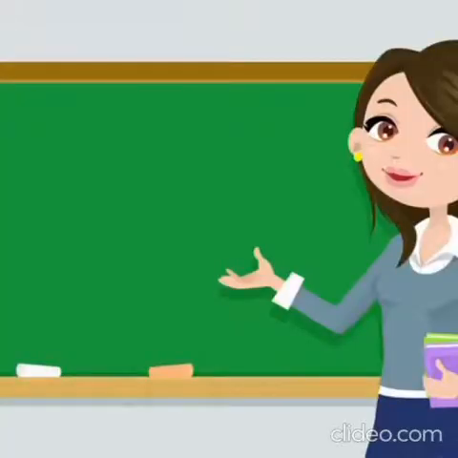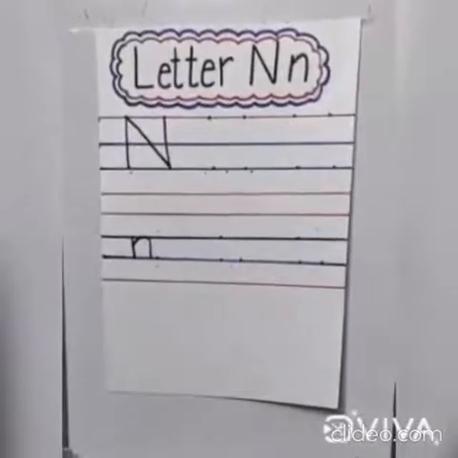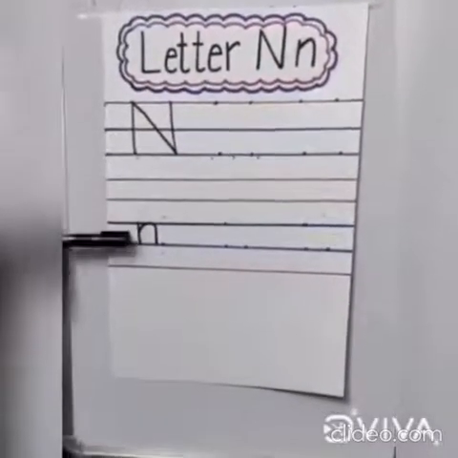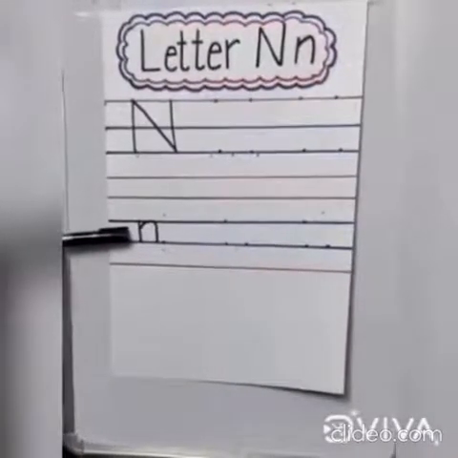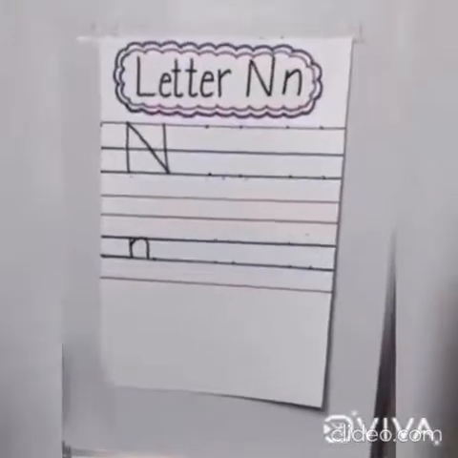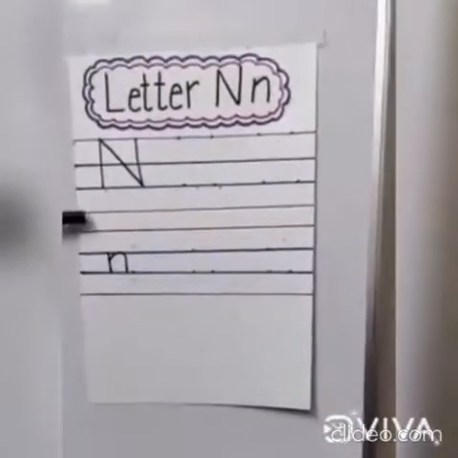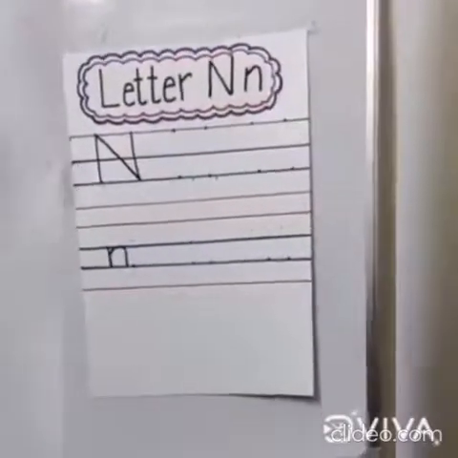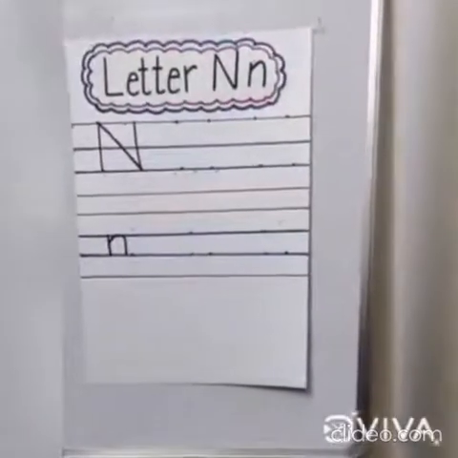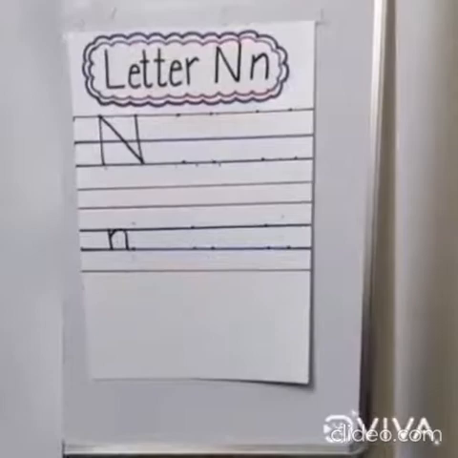Children, now let's learn to write letter N. Children, now let's learn the formation of letter N. So this is uppercase letter N and this is lowercase letter N. So in English, as you all know, we write in four lines, two red lines and two blue lines. So now first we will learn how to write uppercase letter N.